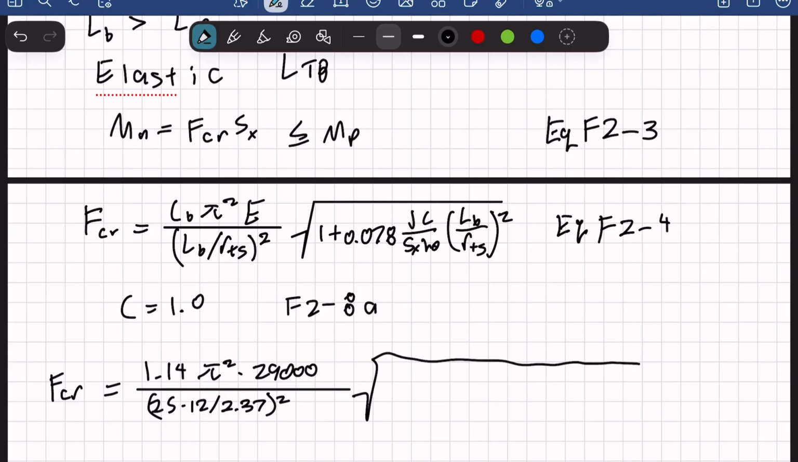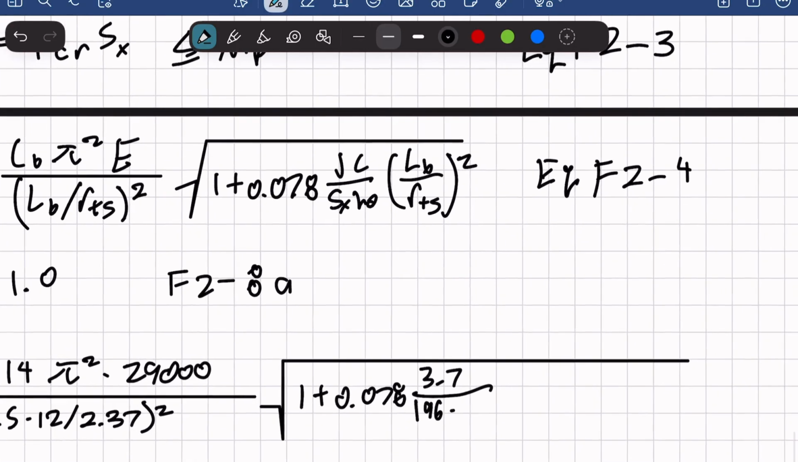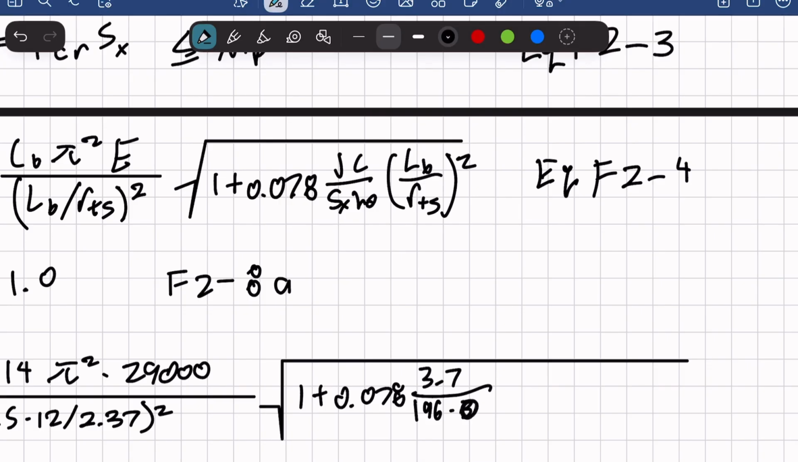Then we can go into our square root. 1 plus 0.078. J is 3.7. C is 1.0, so I'm not even going to bother writing that. SX we used before, it's 196. H0 is 23.3. Then we have LB over RTS again, so 25 times 12. And RTS is the same thing it was before, so 2.37.